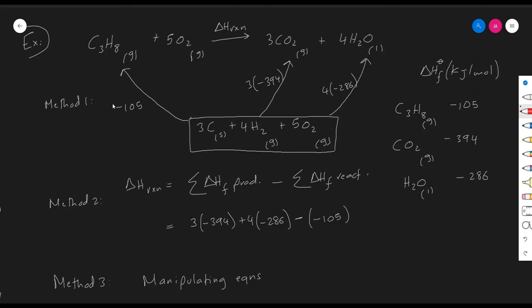The value for the formation of 1 mole of C3H8 is negative 105. The value for the formation of 3 moles of CO2 is 3 multiplied by negative 394, and the value for the formation of 4 moles of H2O is 4 multiplied by negative 286, and thus you have a complete cycle.